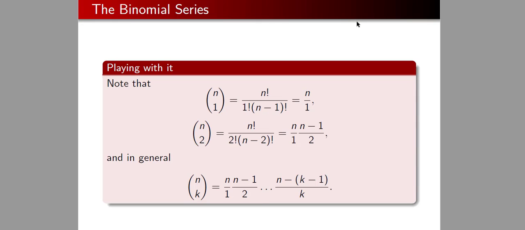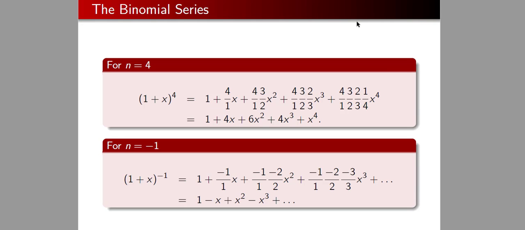So let's work some examples here to see how this goes. It'll actually speed up your work if you have to do a lot of stuff with powers. My 1 plus x to the 4th power is 1 plus 4 over 1 times x. Then we have the second term, 4 over 1 times 3 over 2. See, we're taking the top one down and we're building up the bottom.